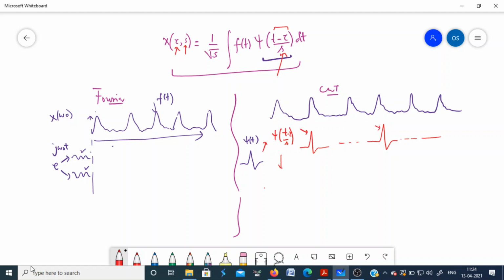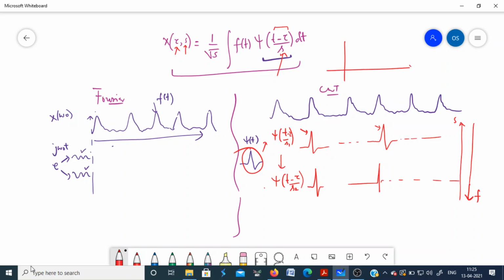And then again you change its scale. Suppose one scale s1, then you change its scale, so psi of t minus tau by s2. So depending upon s, this wavelet may be either compressed or stretched. As you increase this scale s, you are basically decreasing the frequency. So in the continuous wavelet transform, you are now getting a time scale plane, tau and s.